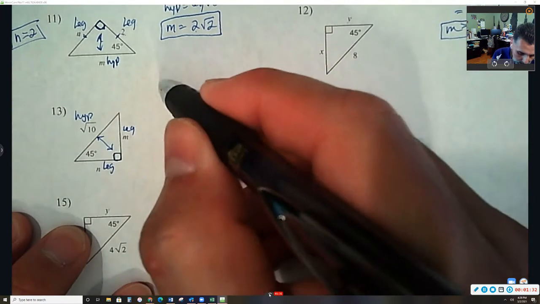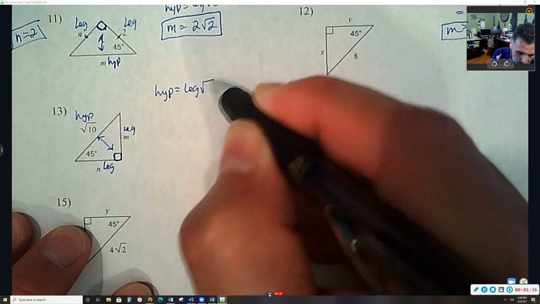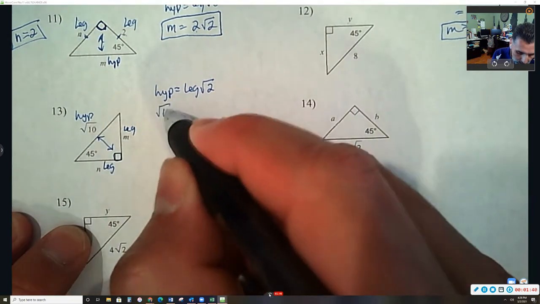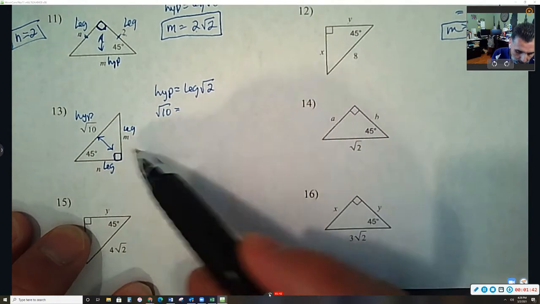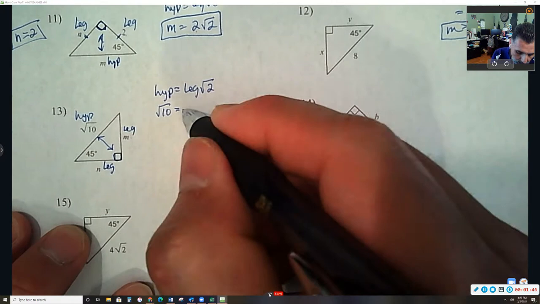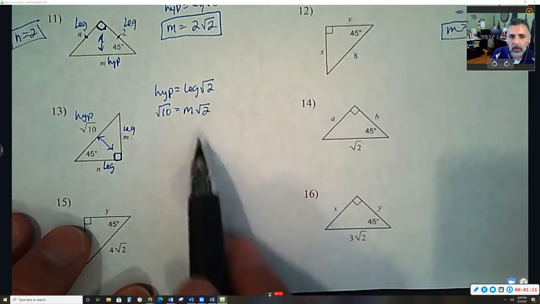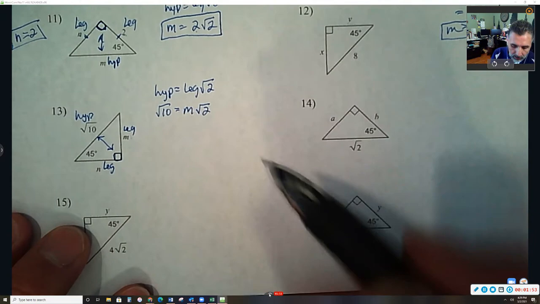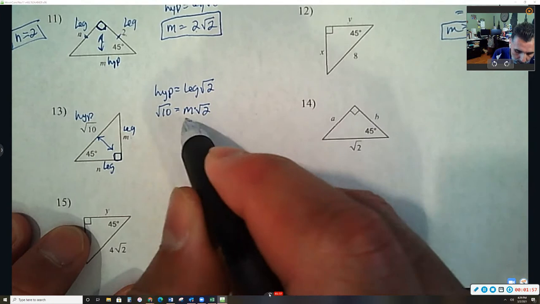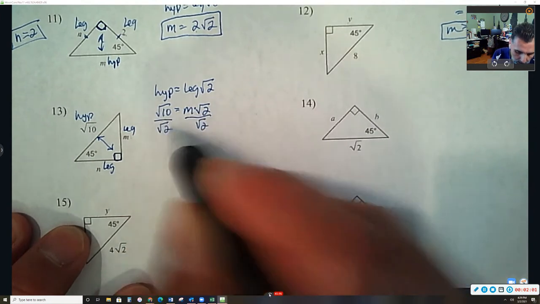Okay, so I start with my equation. Hypotenuse is leg times the square root of 2. So I just said the hypotenuse is the square root of 10, so I'm going to do some substitution. For the leg, I can use either one of these letters, M or N. I'm just going to choose M. Now I want to figure out what M is, so I want to get that by itself. And this is technically M times the square root of 2. So to get rid of the square root of 2, we divide both sides by the square root of 2.